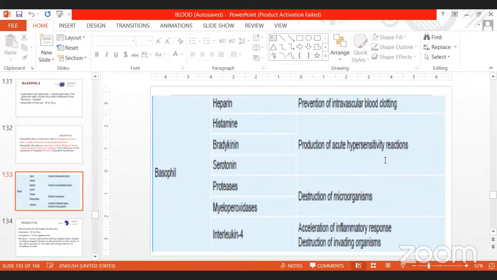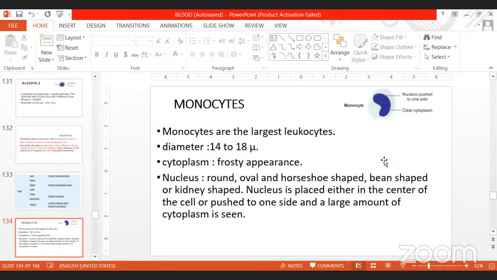Now let's see about the agranulocytes. Coming to monocytes, these are the largest leukocytes. Monocytes are the largest leukocytes with a diameter of 14 to 18 micron. And the difference here is that the cytoplasm looks frosty, like frosted glass. And the nucleus is round, oval, or horseshoe shape.